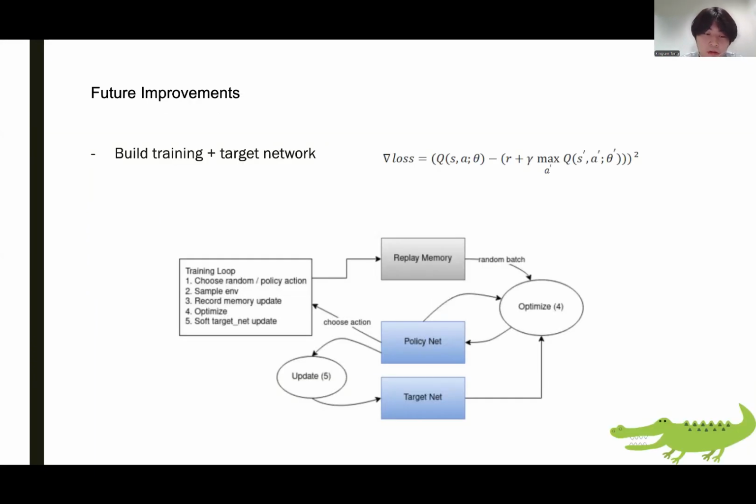One key improvement is to use a training network plus a target network. Our current DQN uses the same network for both prediction and target calculations, which leads to instability. Instead, we introduce a second, frozen copy of the main network that updates less frequently. This can stabilize the training by decoupling prediction from target calculation. Then the updating rule introduced before changes to this, where Q(s, a; theta minus) is the target network.